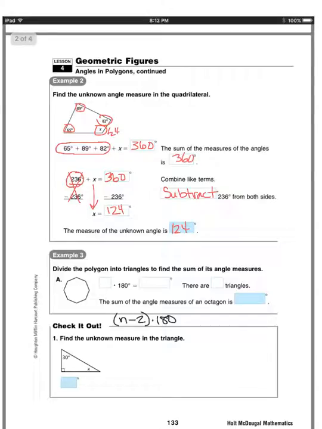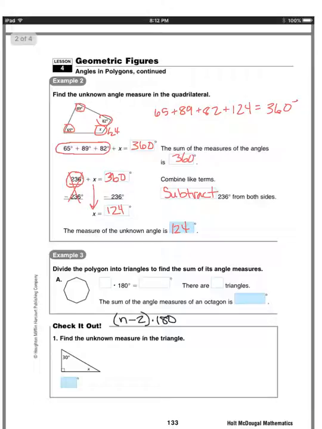Okay, to check that, we can do 65 plus 89 plus 82 plus 124, and when I add those together, I get 360. Same thing for your triangle. If you didn't get 360 on your quadrilateral, you did something wrong.